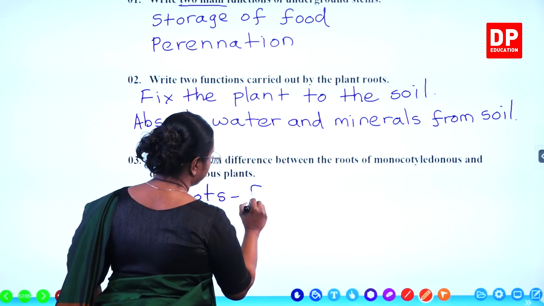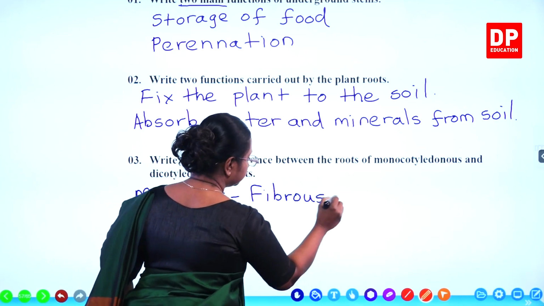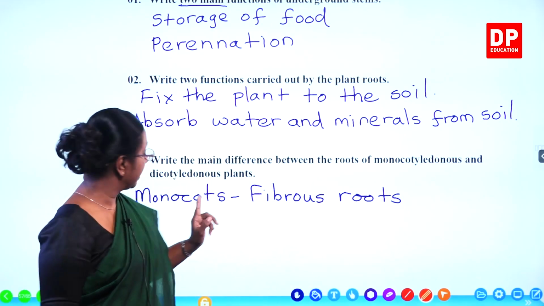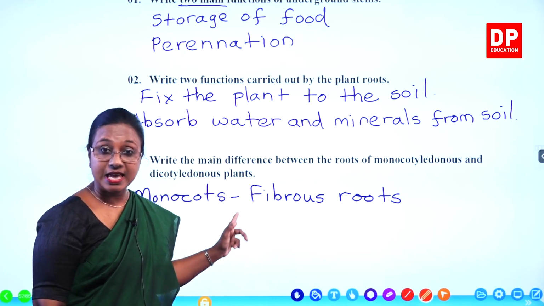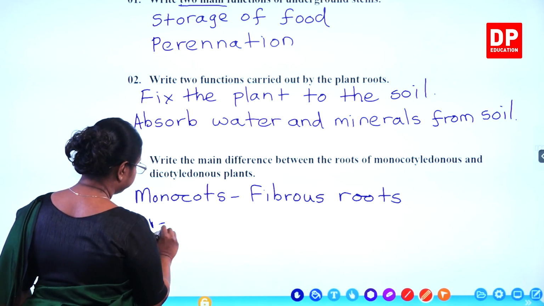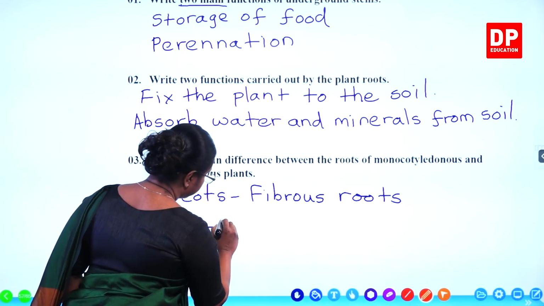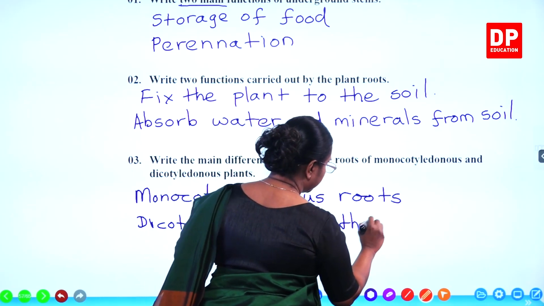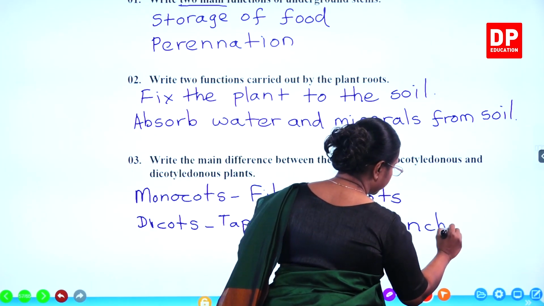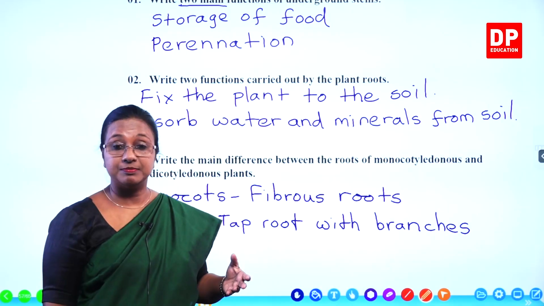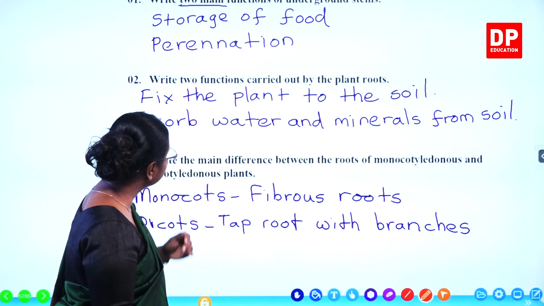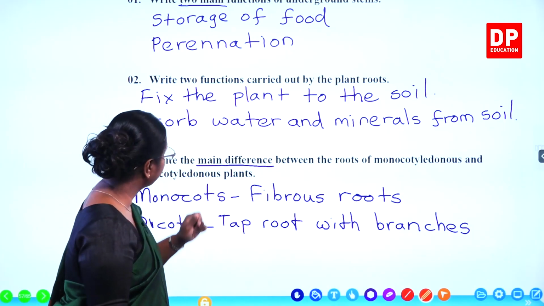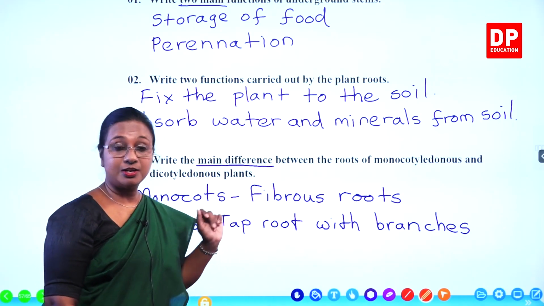Monocots have fibrous roots. Here students, since it's given as monocotyledonous plants, I'm writing it as monocots. It refers to the same type. And dicots have taproot with branches, or you can say lateral roots or taproot system. Anything is fine. So they have asked to write the main difference between the roots of monocotyledonous and dicotyledonous plants. So I am sure you would have written all these correctly.